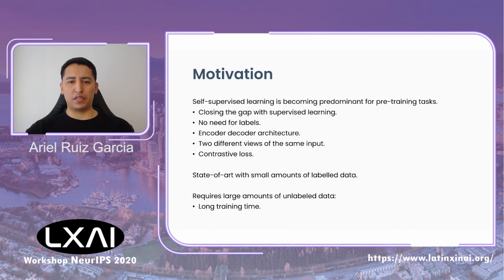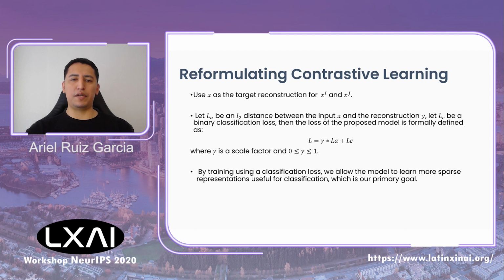These models achieve state-of-the-art performance when fine-tuned for classification using a small amount of label data. However, one of the main constraints about self-supervised learning is that they require a lot of unlabeled data. So in this work, we are proposing to reformulate self-supervised learning as a regression and classification approach.